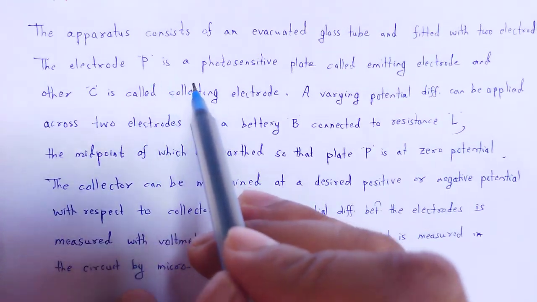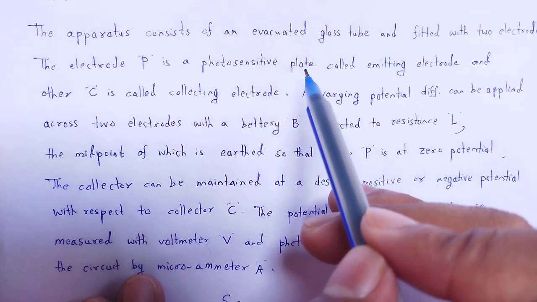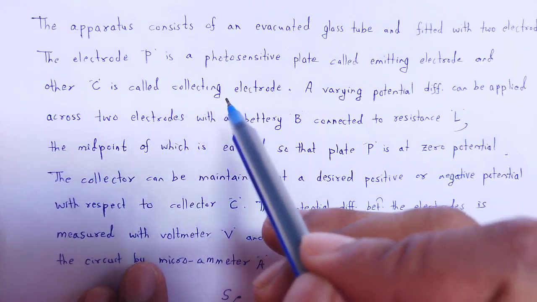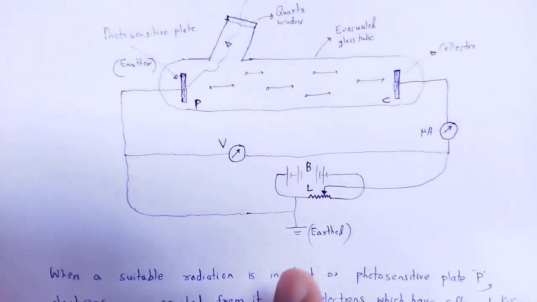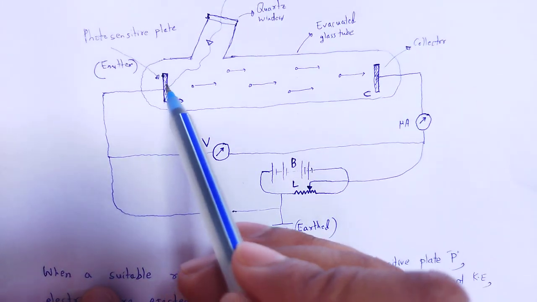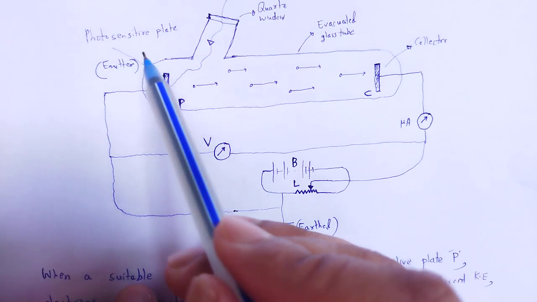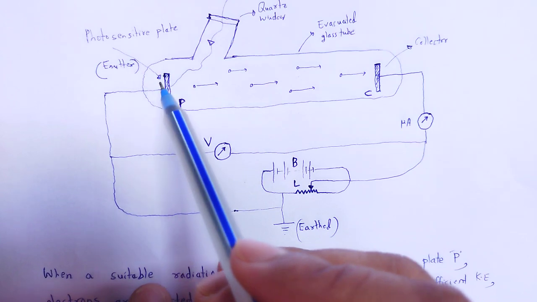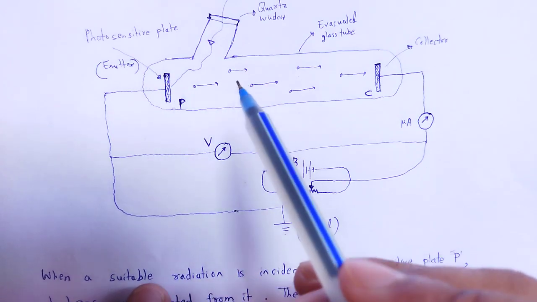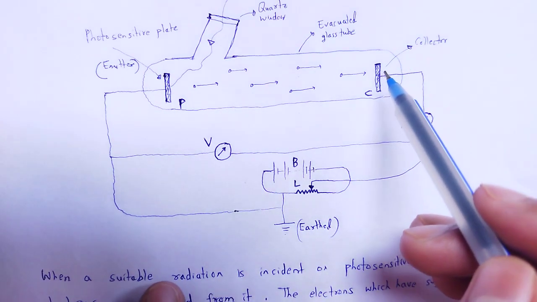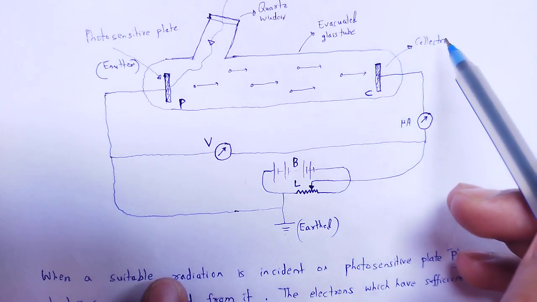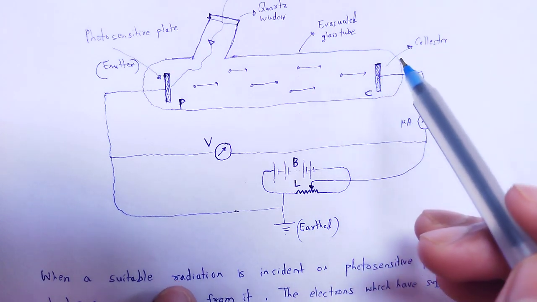The electrode P is a photosensitive plate called the emitting electrode, and the other, C, is called the collecting electrode. One electrode, P, is sensitive towards light, which is called the emitter, that emits electrons, and the other electrode is the collector, which collects electrons.